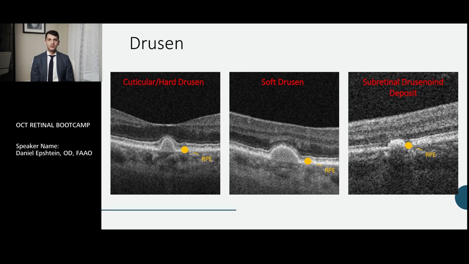When we see all these back to back, we can really see the difference where in the cuticular hard drusen, that apex of the RPE is thin. In the soft druse, it's pretty regular. And then in the subretinal drusenoid deposit, the RPE is below that lesion.